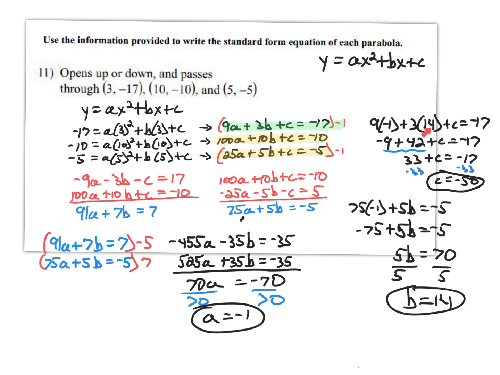So when I plugged a and b into this first equation and worked that out, I see that c equals -50. Now I have a, b, and c, and I can go into my standard form of the equation, ax squared plus bx plus c, and replace a, b, and c, and I will have my equation y equals, a is -1, so we'll just call that -1x squared. B is 14, so plus 14x, and c is -50, so minus 50. That is the equation in standard form of the parabola that goes through these points.